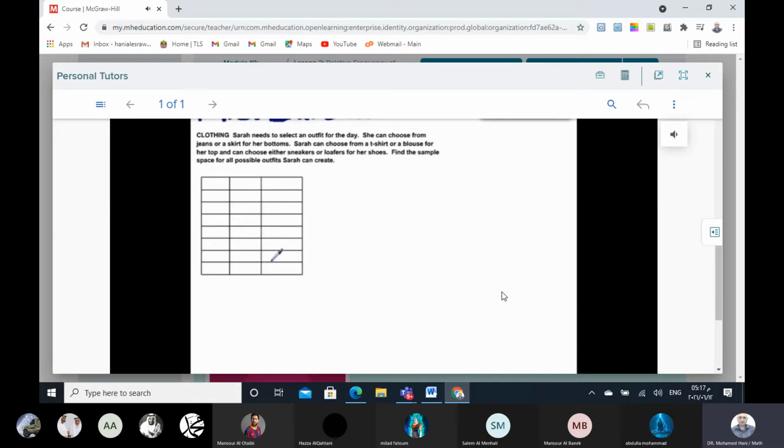So we don't have to keep writing the words over and over again in our chart, let's make a key. Let's let J equal her jeans, and let's let SK equal her skirt. And so those were for her bottoms, and then her shirts can either be a t-shirt.